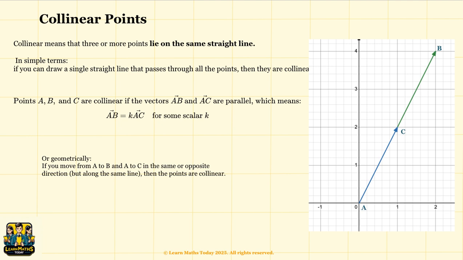Let's look at the diagram on the right. Point A is at the origin. Point C is on the line between A and B. Vector AC and vector AB are in the same direction. This shows that you can travel from A to B and A to C along the same straight path, just of different lengths. So these points lie along the same line, they are collinear. In summary, whenever two vectors like AB and AC are parallel, the 3 points A, B, and C must be collinear.